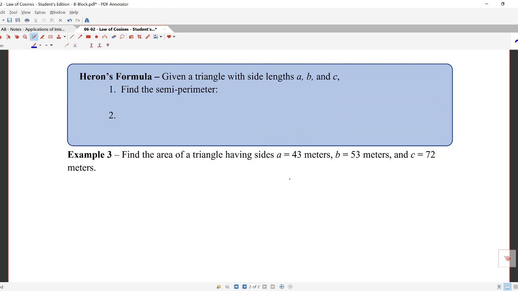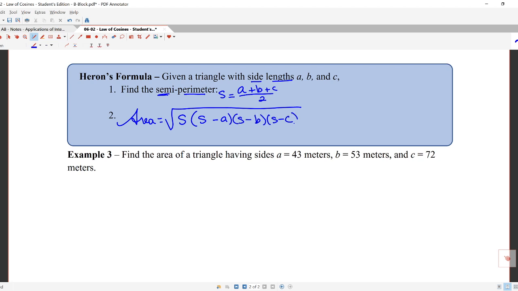This is a way to find an area of a triangle given the three sides, A, B, and C. We're going to start by finding something called the semi-perimeter. So this means find the perimeter, A plus B plus C, divide that by 2. We're going to call that S for semi-perimeter. And then the area of that triangle is the square root of S times S minus each side. So it's S minus A times S minus B times S minus C. So it's a pretty nice formula. It's not hard at all. It's just difficult probably to remember it.